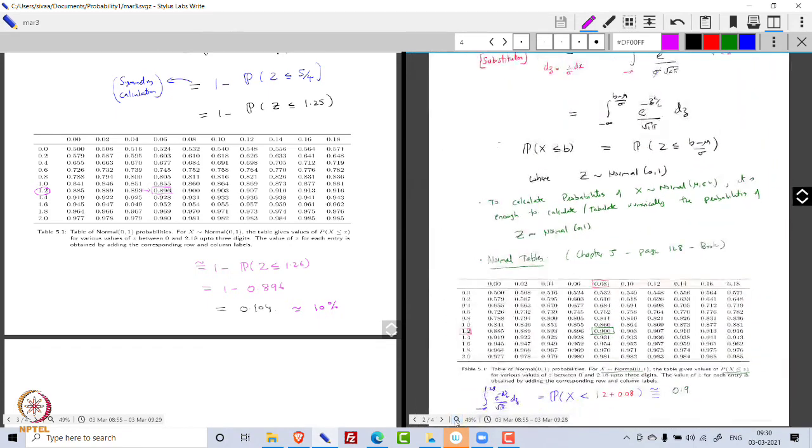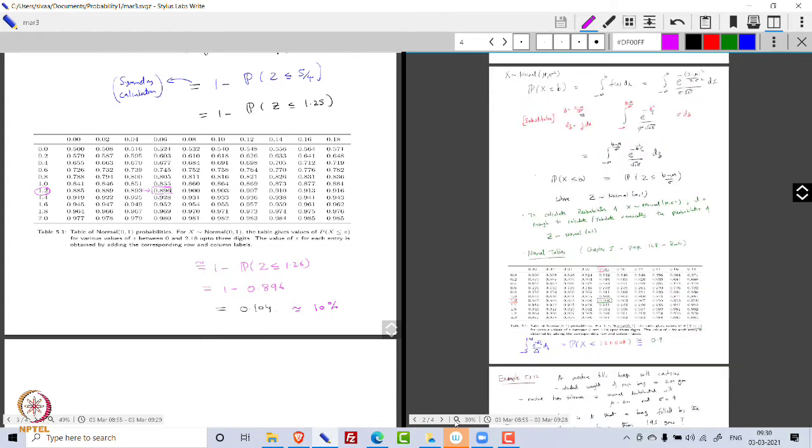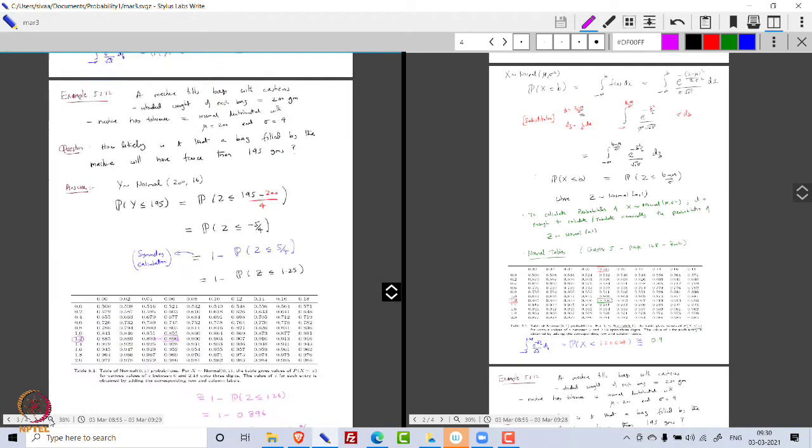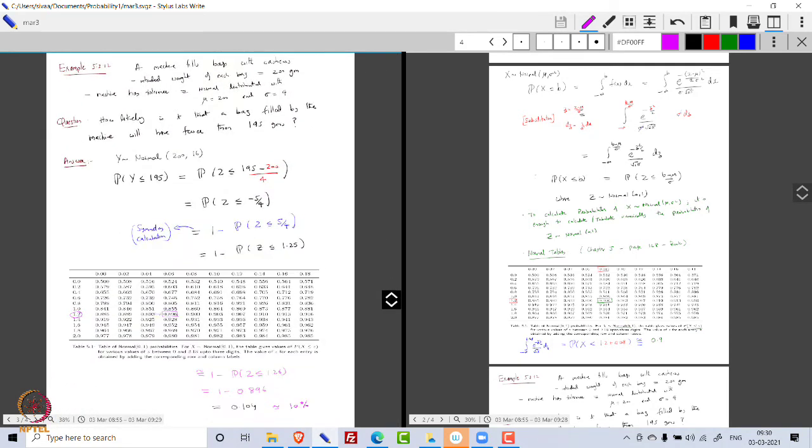So first I showed you that if you want to compute probabilities of normal mu sigma squared, you compute probabilities of normal 0, 1, and with a change of variable or use substitution, you can compute the probabilities of normal mu sigma squared. That's what I showed you on the right hand side.